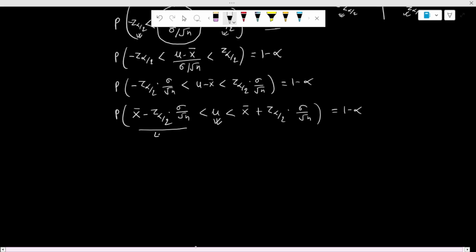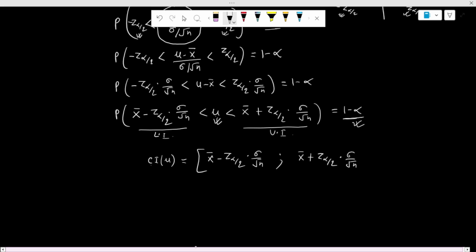This is our lower interval and this is our upper interval, and the probability of the population mean lying within this interval is given by 1 minus alpha, and this is our confidence level. So the confidence interval of our population mean is given by this, and the confidence level is 1 minus alpha.